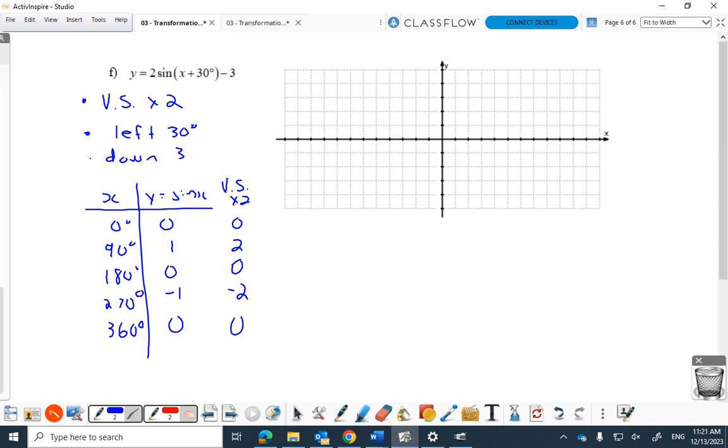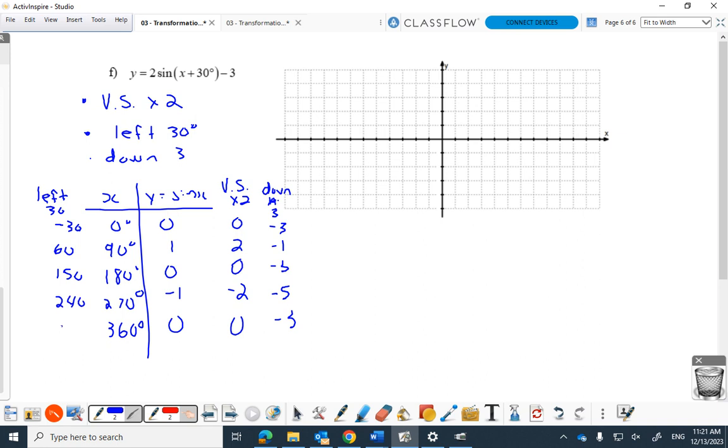And then down 3. Down 3: -3, -1, -3, -5, -3. And finally, left 30: negative 30, 60, 150, 240, 330.